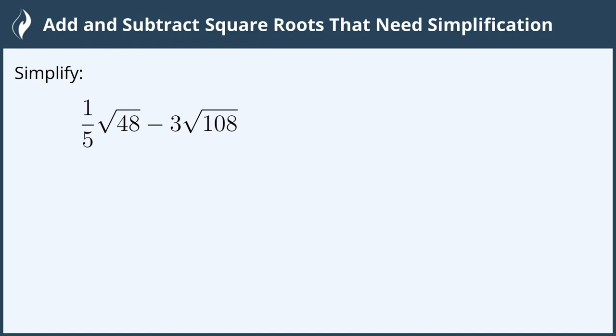Hi everyone! In this video, we will add and subtract square roots that need simplification. Simplify 1/5 square root of 48 minus 3 square root of 108.